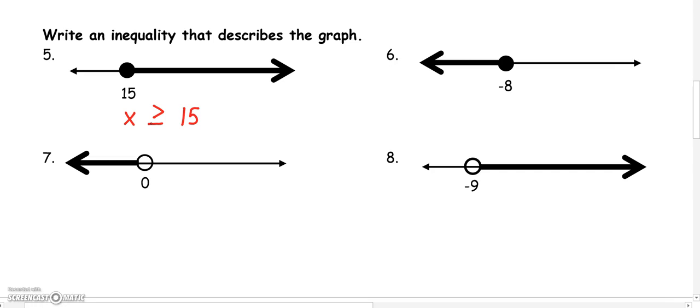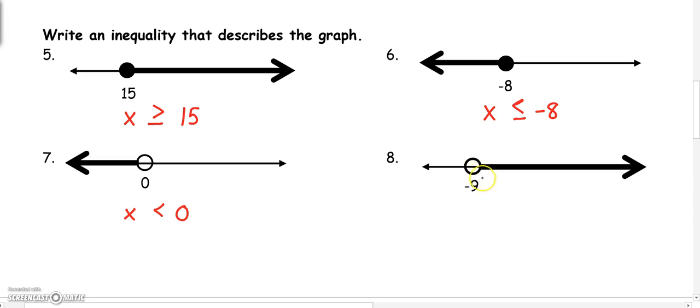Number 6, I'm going to pick a variable and put my -8 again. When I look at this inequality, it's shaded to the left, so I need a less than sign. And my circle is closed, so I need a bar underneath. In number 7, we're going to pick a variable x. Our number is 0. This time, it's shaded to the left again, so we need a less than sign. But the circle is open, so that means we do not place a bar underneath it. So we would just have x is less than 0.